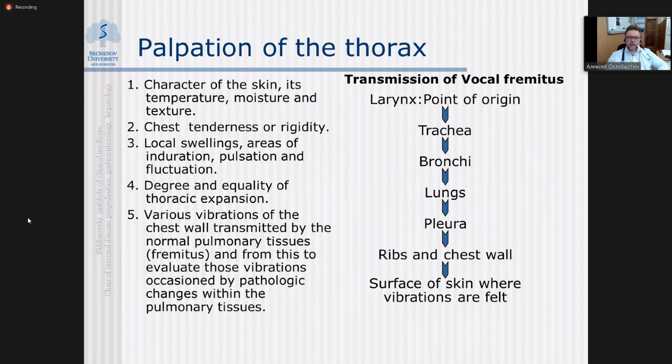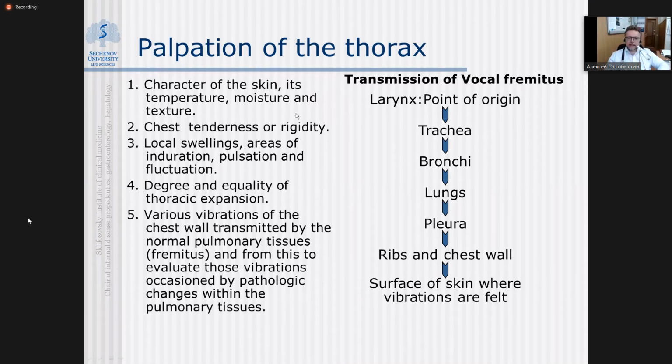But then we need to assess something that will be specific for the respiratory system. We need to assess chest tenderness. So it means that we need to evaluate whether you are able to palpate the chest properly or not. If the patient has, let's say, broken ribs or metastasis of cancer into the ribs, in that case, definitely normal palpation or normal examination of the chest will be impossible. So that will be the first, the assessment of the ability to do full-scale palpation.